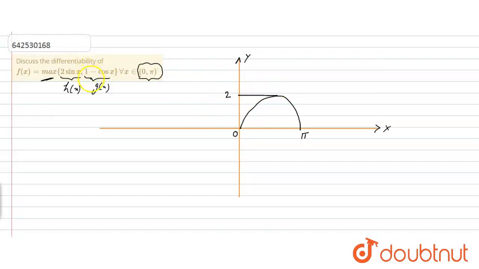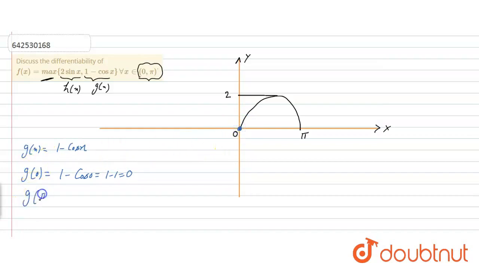Okay. Now we need to draw the graph of 1 minus cos x. For that we need to do something. I'll write it separately as g(x) is equal to 1 minus cos x. I need to put some values here. So first I need to put 0. So g of 0 will be equal to 1 minus cos 0 is equal to 1 minus 1 is equal to 0. So at x is equal to 0, g(x) will be equal to 0. So graph will start from here.